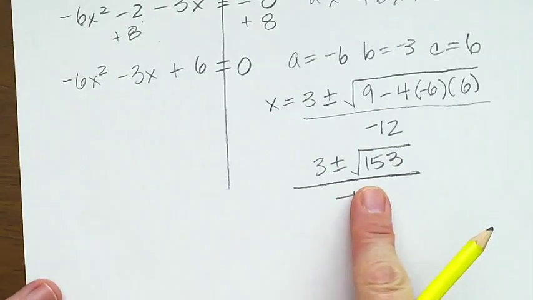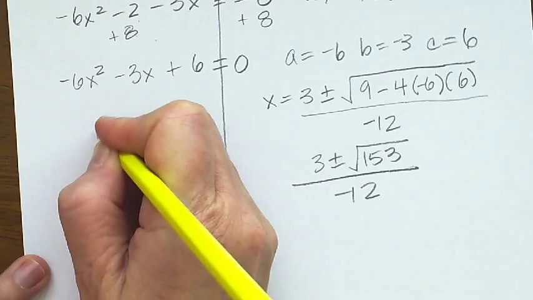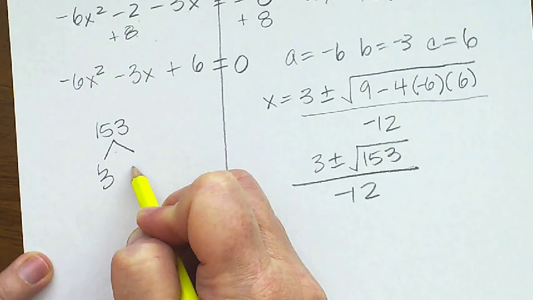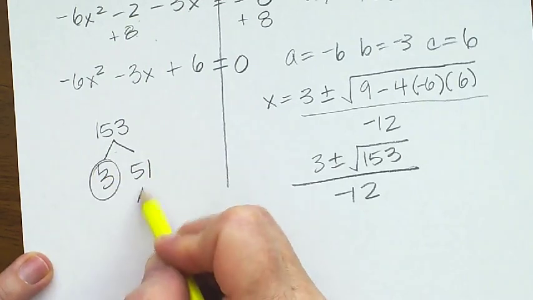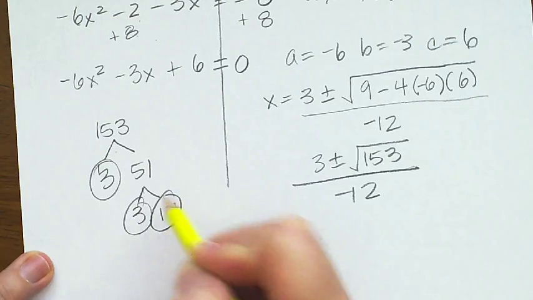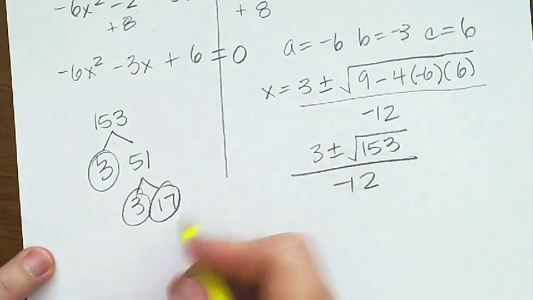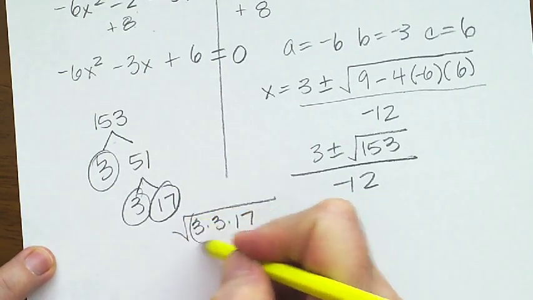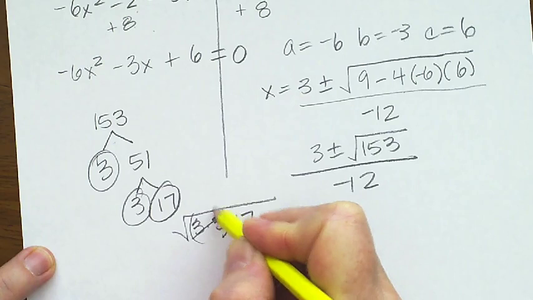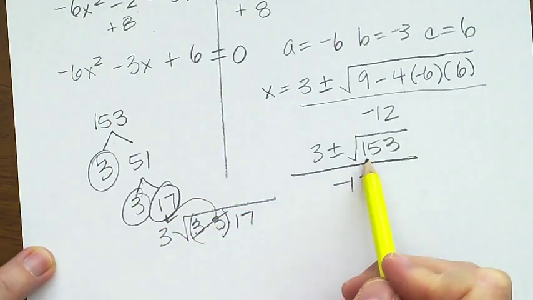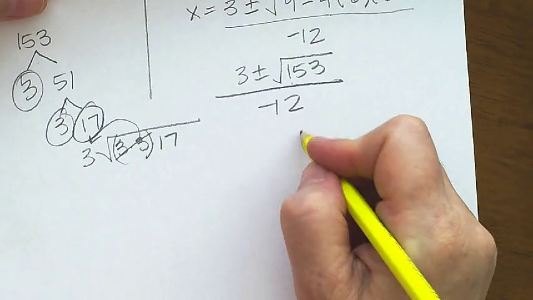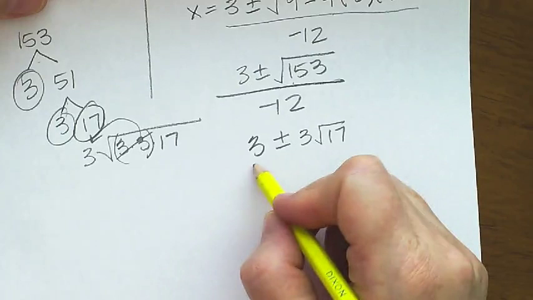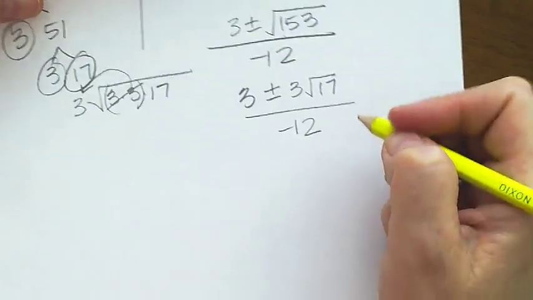And that's because they've simplified the square root of 153. So we did this in homework way back, when you do a factor tree and write the number as a product of prime numbers, then you can easily take out your perfect squares. This is 9, and the square root of 9 is 3. So the square root of 153 is really 3 square root of 17. So you've got 3 plus or minus 3 square root of 17 over negative 12.